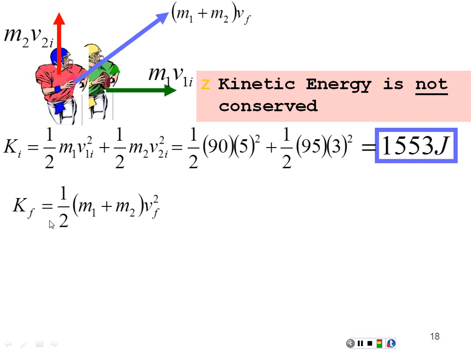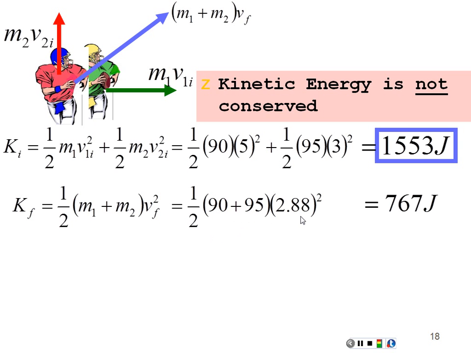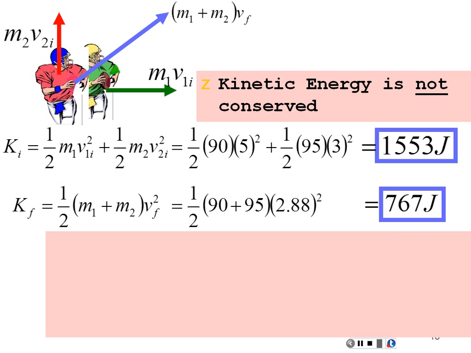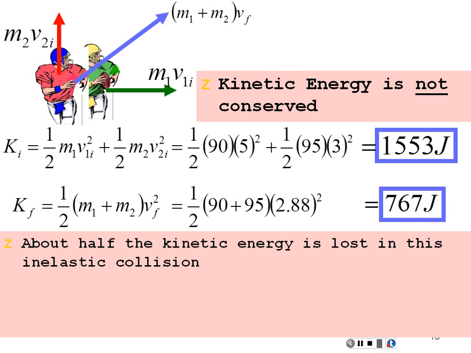Afterwards, they moved together as one mass with one common final velocity. So the final kinetic energy is 1/2 times 185 kilograms, 2.88 meters per second squared, only 767 joules. Where did that energy go? Good question. Half the kinetic energy was lost. The other half is the residual kinetic energy before they finally stop.